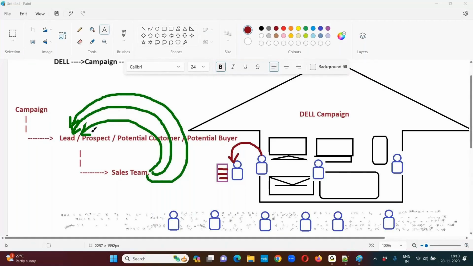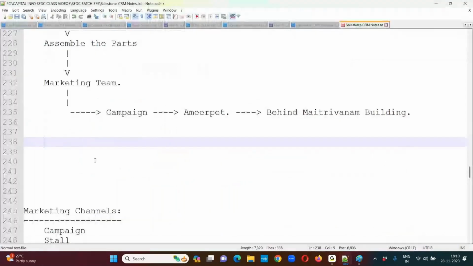Once the lead person is ready to buy the product, we convert the lead as our customer. Clear? Understood the concept here? This is the basic difference between lead and customer. A lead is the person who just showed interest in your products here. Those will be called leads.